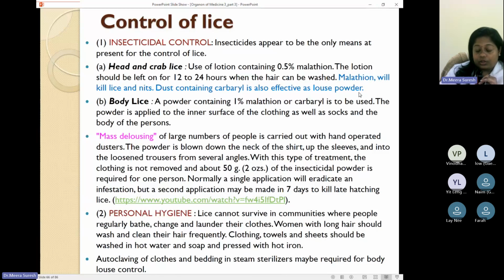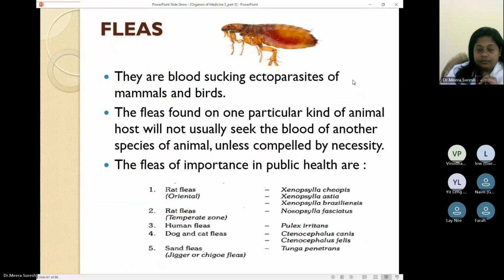And the other best, or the only best method we could say, other than hygiene, is insecticidal control, mostly carbaryl and also malathion. The next in the list is fleas. They are also blood-sucking ectoparasites like the lice, biting the mammals and also the birds.